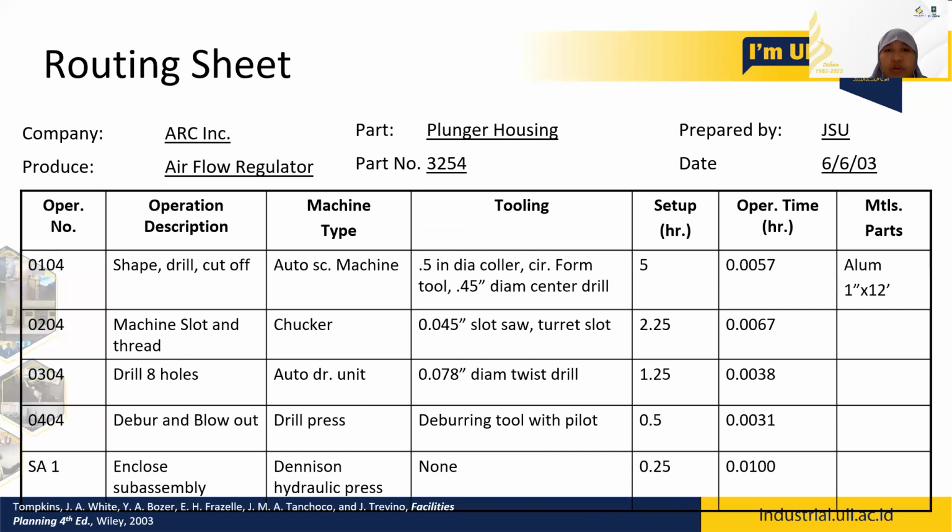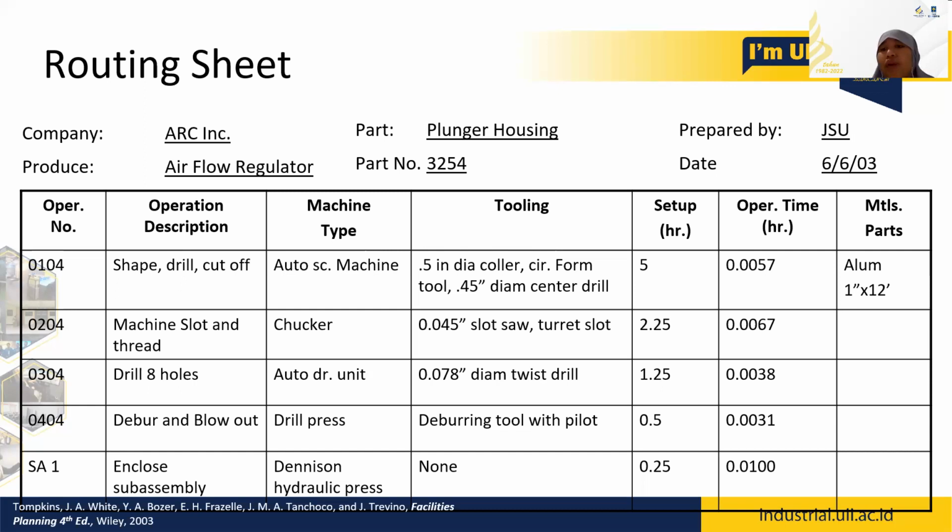Okay, like last week, we already gave this example, right? In I think the second or third meeting regarding the routing sheet. So in the routing sheet, we know the operation number, which is the same as the OPC. But then we will describe the machinery type that we need, the tooling, and then the time needed, including the setup time and operational time per product or per unit being made.